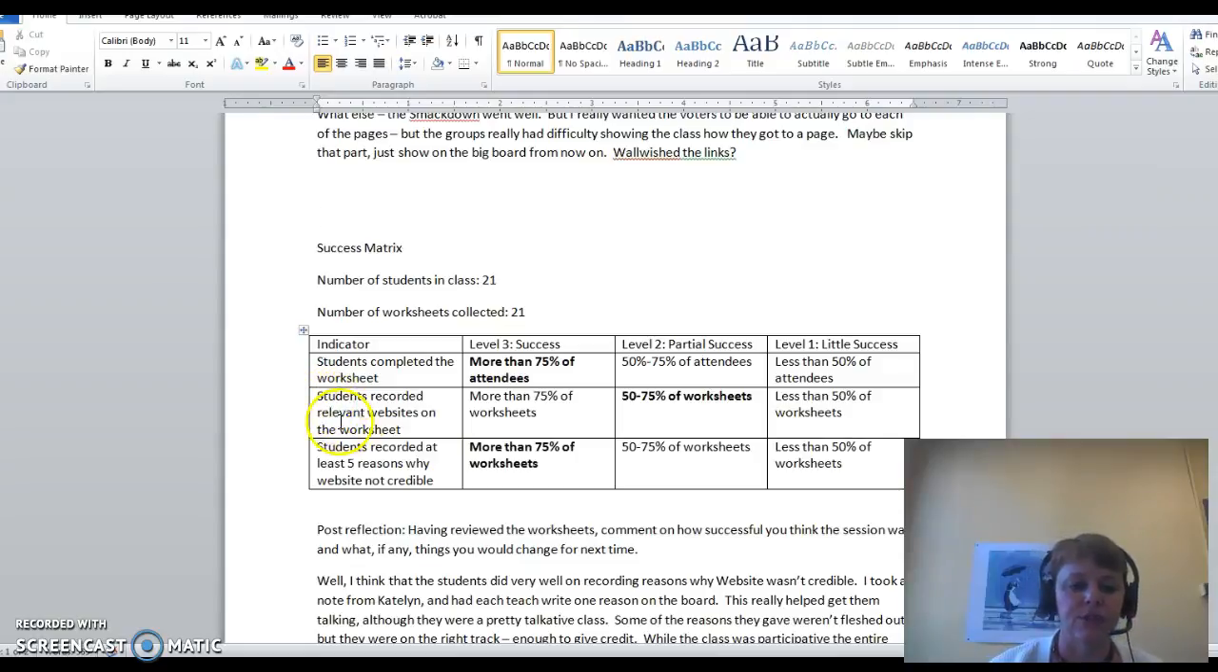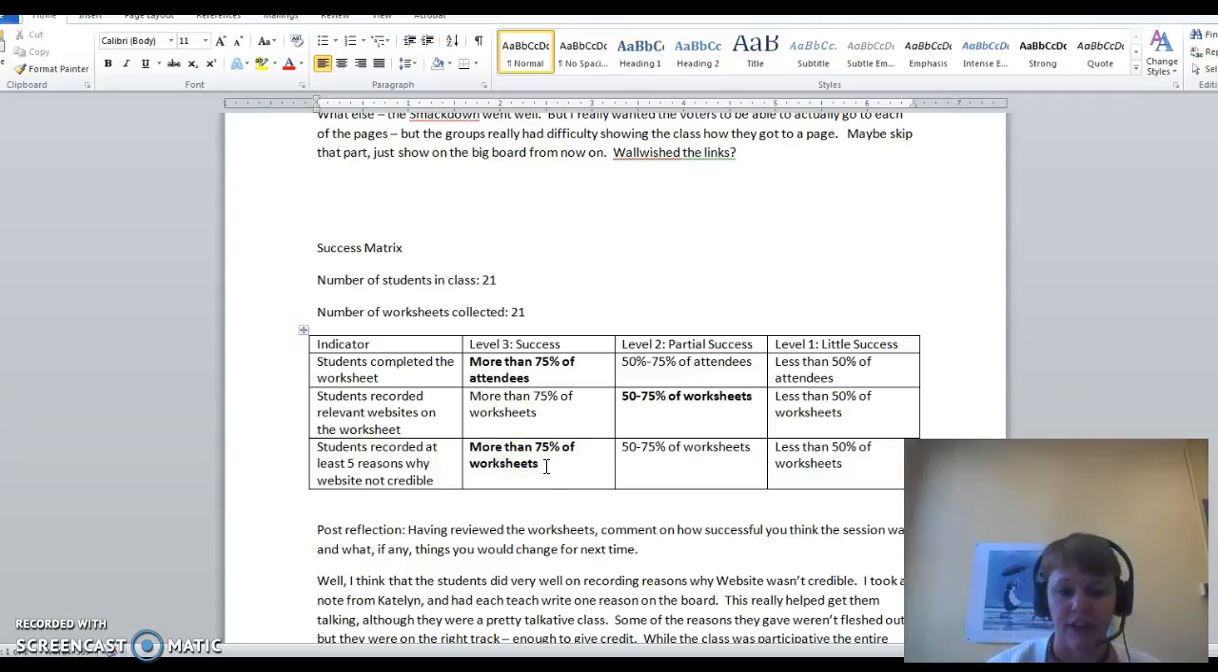Then the next, students recorded relevant websites on the worksheet. This is actually flip-flopped, right? So this was the third one. In this case, 50 to 75% of the worksheets. And exercise 3, there were some problems there, but they did do better on the 5 reasons why websites were not credible. So having seen that, she can see that there was only partial success for that final exercise, exercise 3.